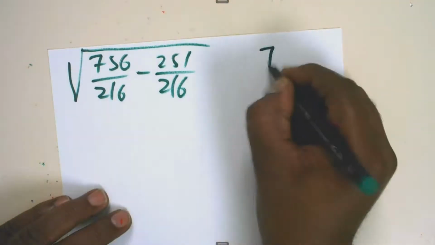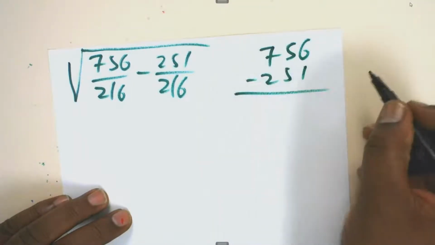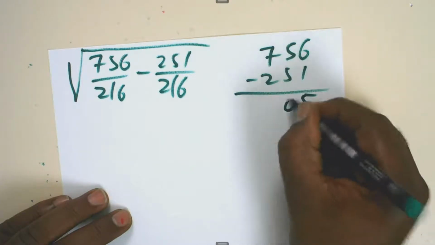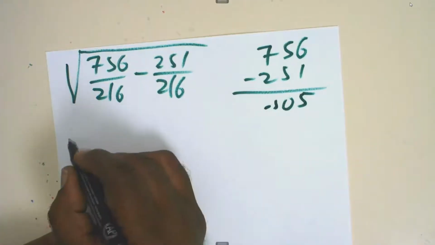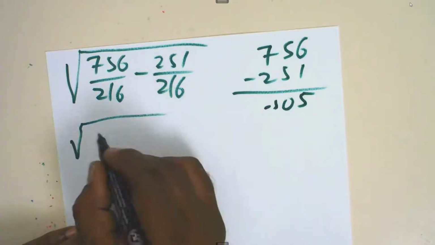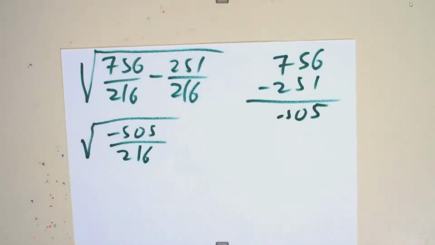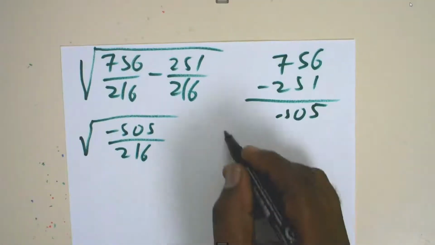Then you say, okay, 756 minus 251. 6 minus 1 is 5. 5 minus 5 is 0. 7 minus 2 is 5, which means 505 over 216. Right. That's the situation there.